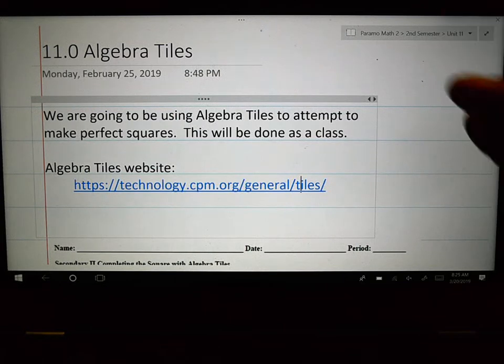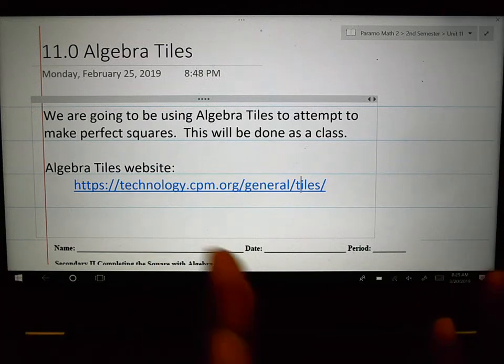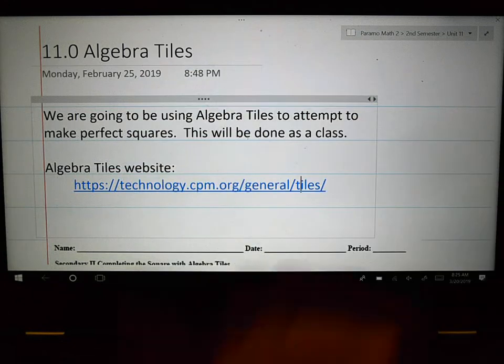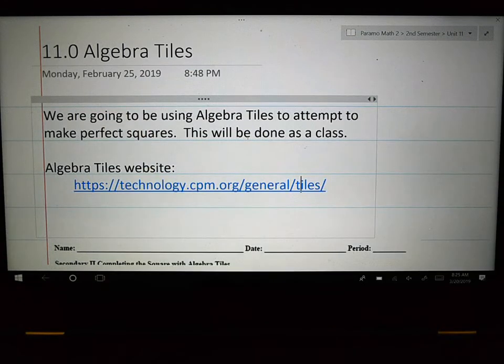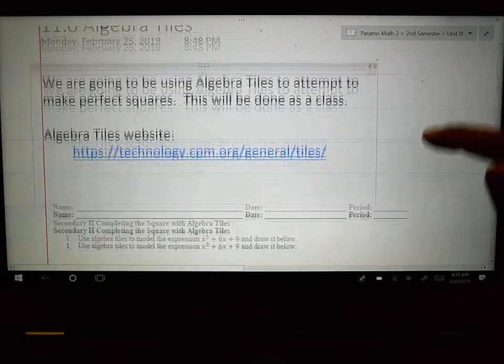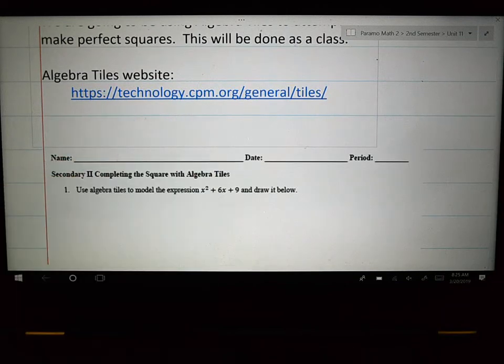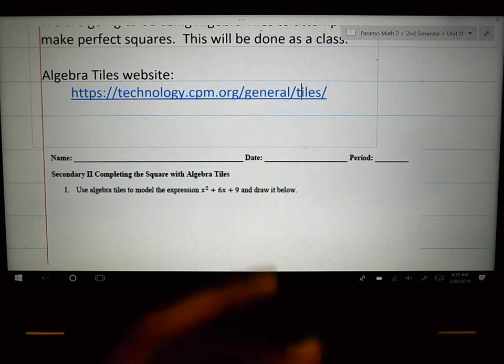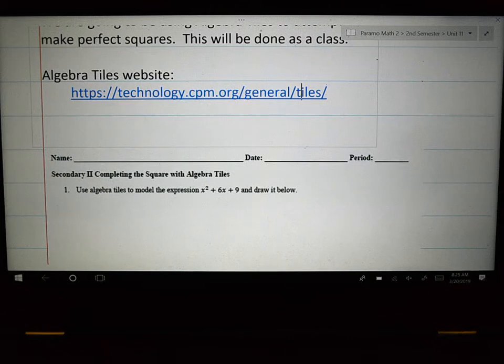And the best way, in my opinion, to actually see it is to do this activity called Algebra Tiles. We're going to use Algebra Tiles to attempt to make perfect squares, and it will be done as a class. In the old days, I would go get a big bag of Algebra Tiles and pass them out, and you guys would have them in your hands. Well, I don't have enough of those. Those were all given away about 10 years ago, so we don't have them anymore.